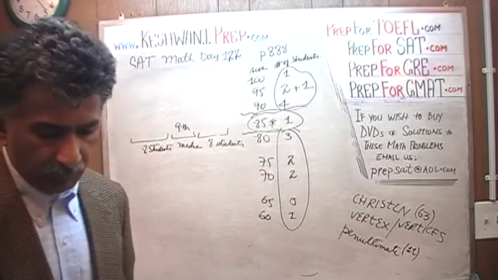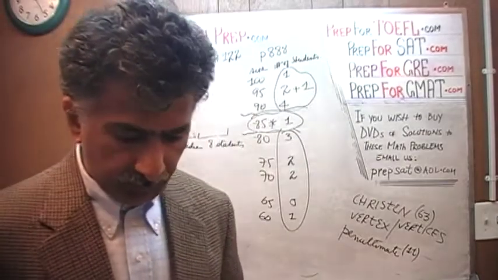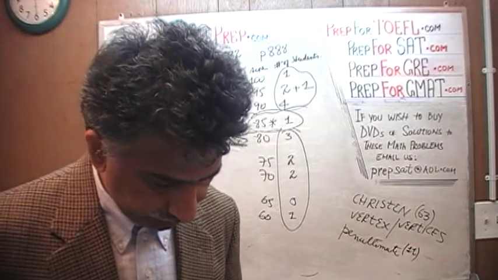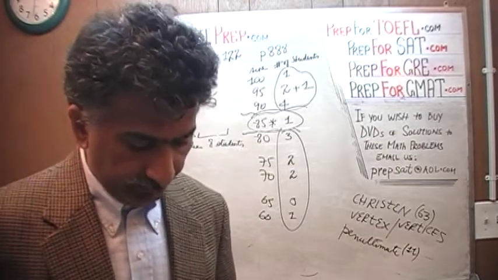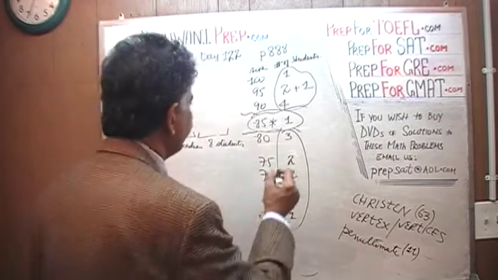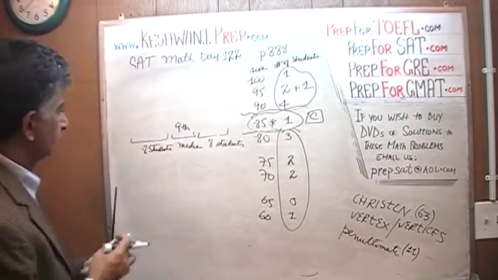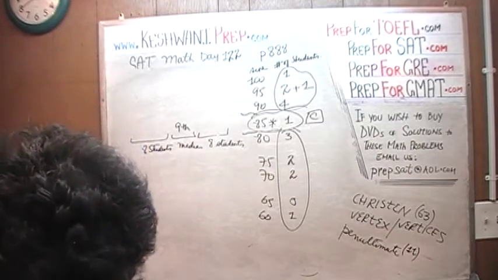The question was, what will be the median? The answer is the median would be 85. That's all. The answer is C. Number 7.